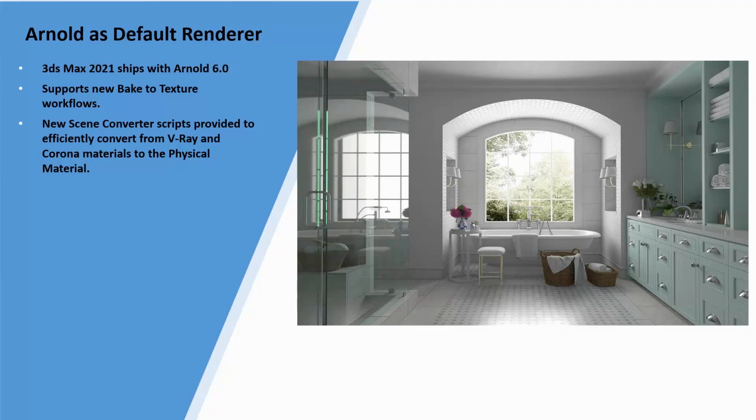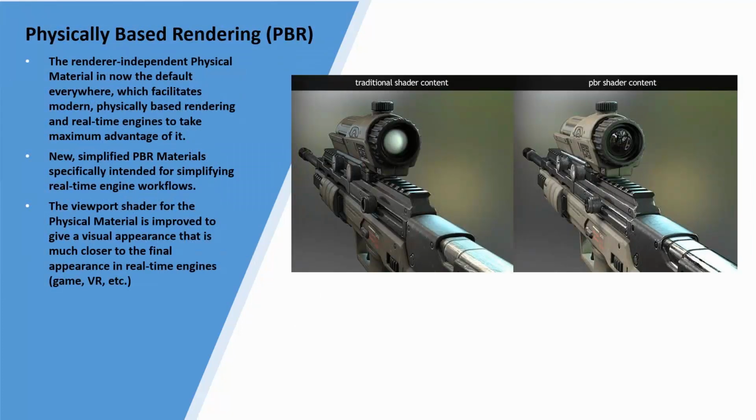Another new feature that's come in is the physically based rendering technology. So 3ds Max 2021 adds several features to simplify the use of PBR workflows in the viewport when rendering and when working with real-time engines. What it does for you is it basically gives you a more realistic shading option or visualization option with your product.